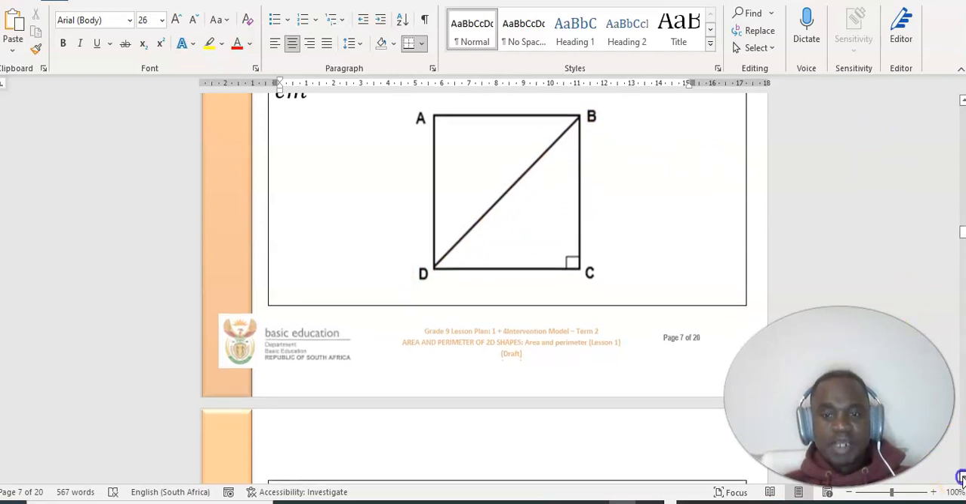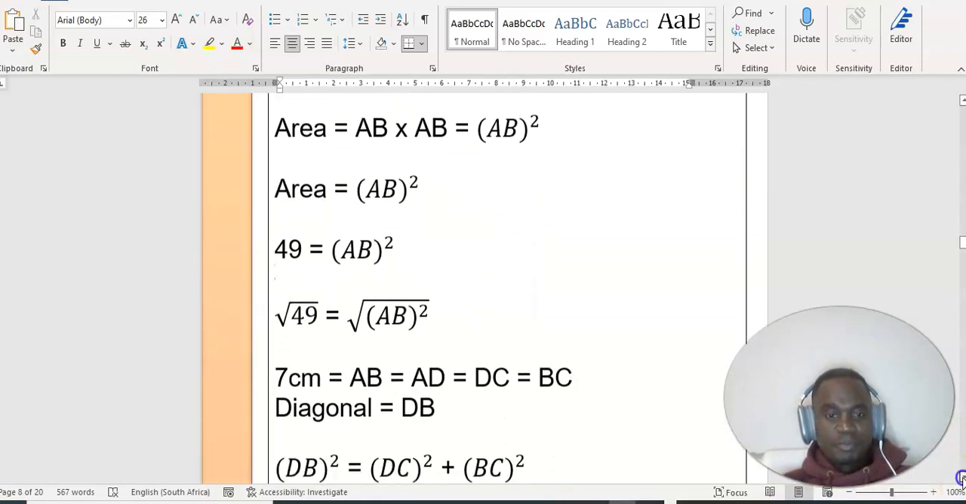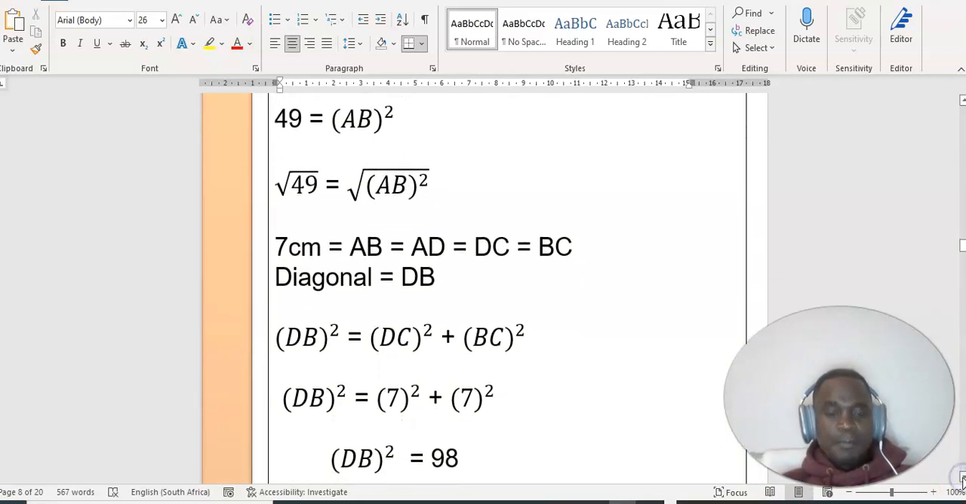So we are going to find the diagonal. How do you find that? I'm going to show you. Okay. This diagonal, let me try and split.